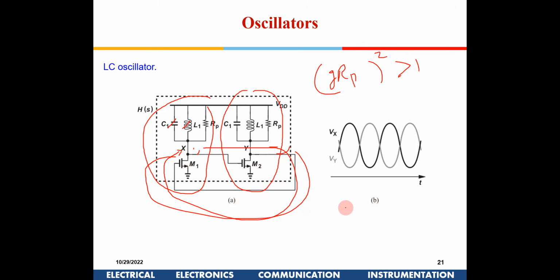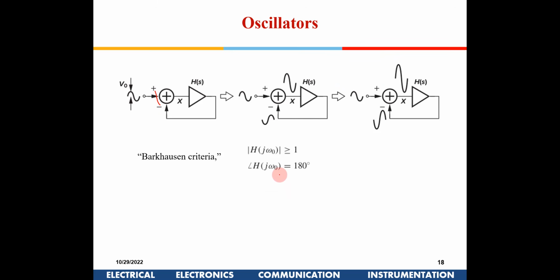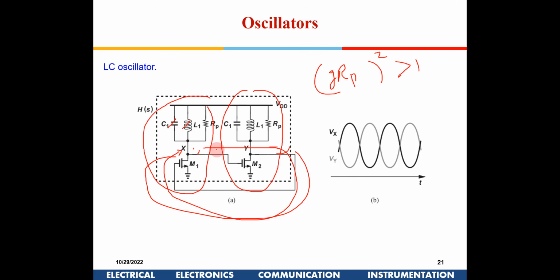Correct. Okay. So each amplifier will give 180 degree phase shift. So total will be 360. So this particular minus is what makes another 180 degree phase shift. That also needs to be taken care of in the loop in this particular circuit. Correct? It's a single-ended amplifier. Okay. So this is one kind of oscillator which you can make.